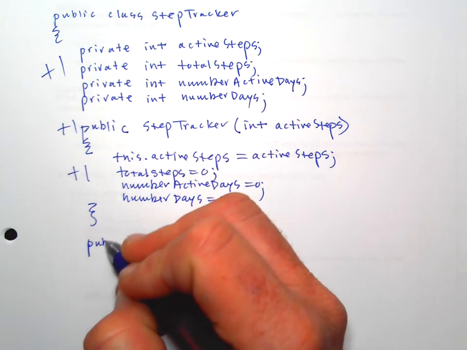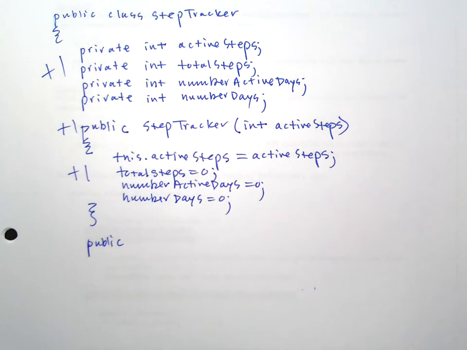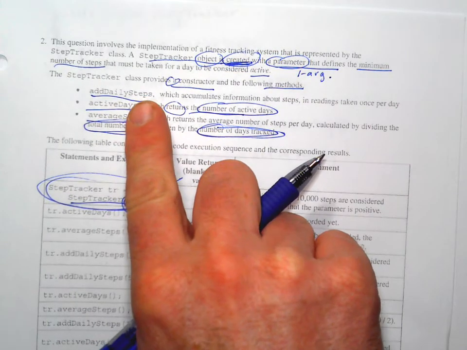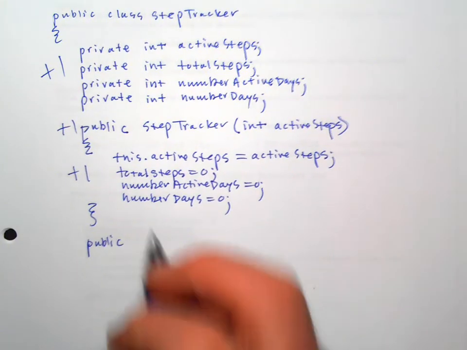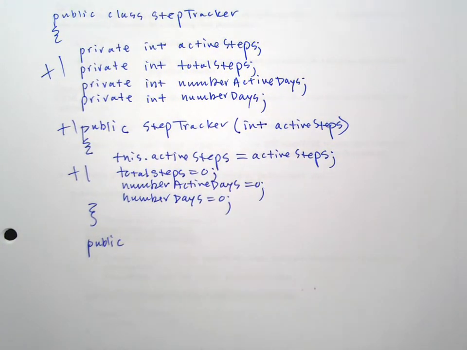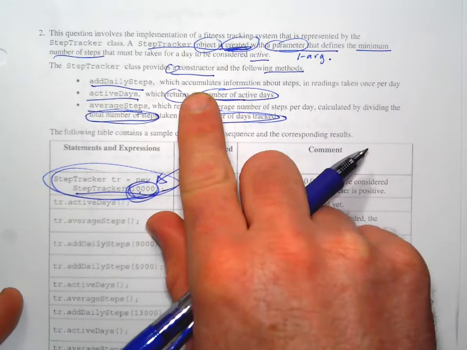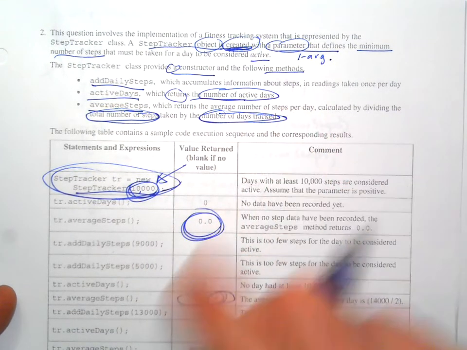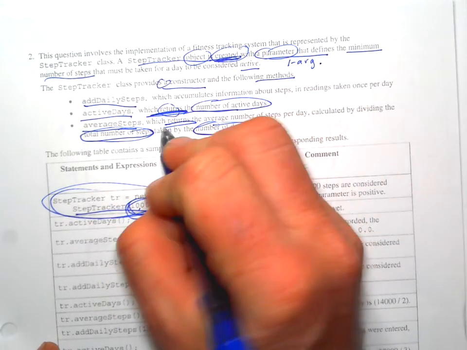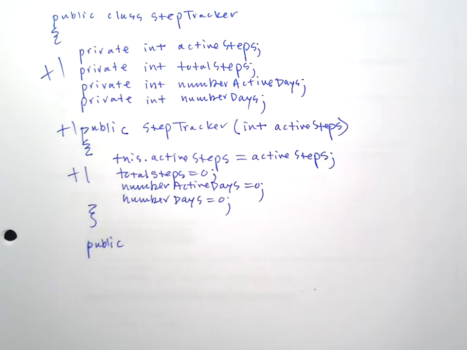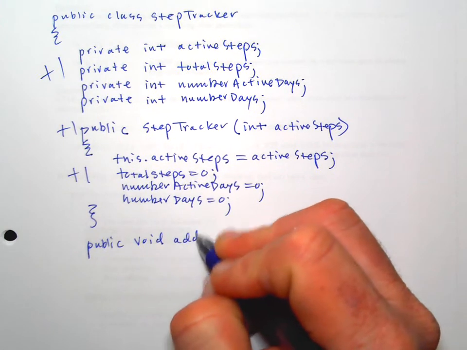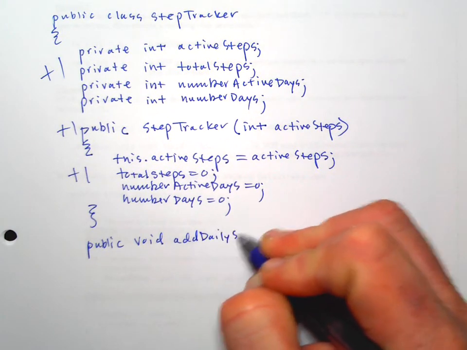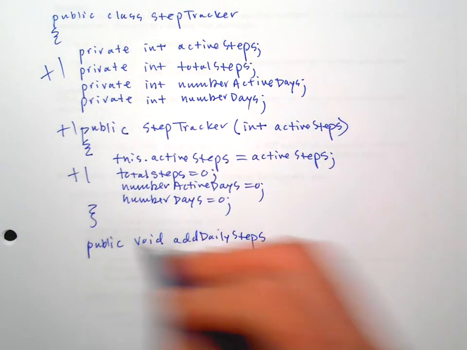Now we got to go through and do those methods. We can look at the previous page and say, okay, we need to add daily steps, which is the main thing to add. And then active days and average steps are really subsequent to that. So, public, and it says add daily steps accumulates information. It doesn't return anything. This says returns. This says return. So if it doesn't say it returns anything, then it's probably void. So it's got to be public void add daily steps. Okay, can't be private.